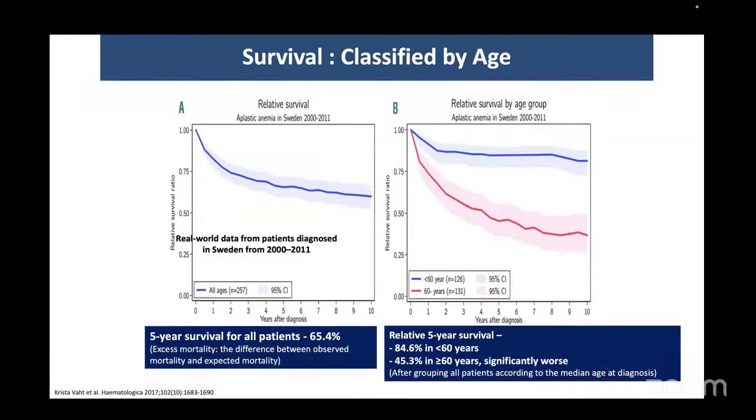The relative survival classified by age. So 5-year survival for all patients has been around 65.4%, which is a very soothing number in Sweden. And relative 5-year survival was 84.6% in younger patients and 45% in older patients. So these are the two tables here classified by age. We can see the impact of age on mortality of severe aplastic anemia patients.